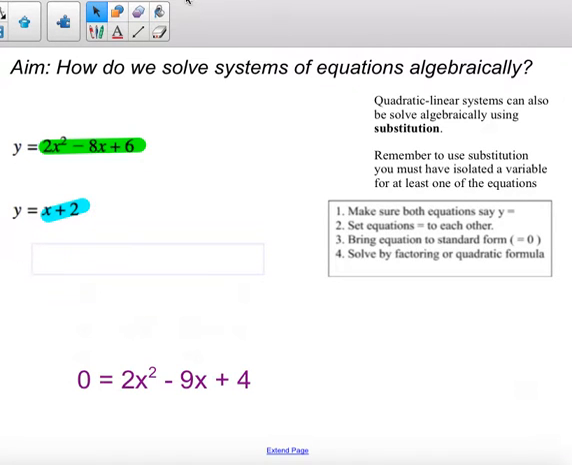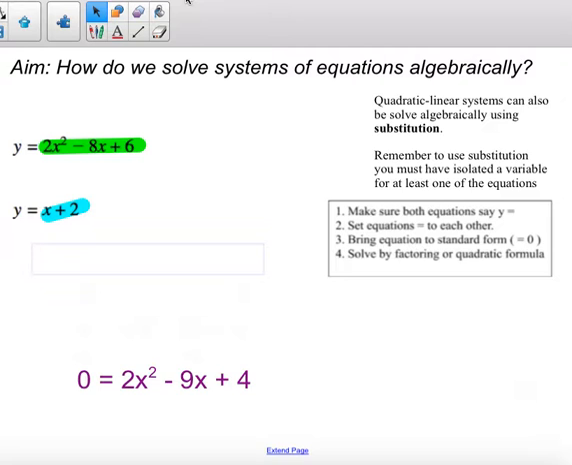We've solved systems of equations algebraically before. Last year, you solved systems of linear equations using substitution. Quadratic linear systems can also be solved algebraically using substitution. Remember that to use substitution, you must have isolated a variable for at least one of the equations.